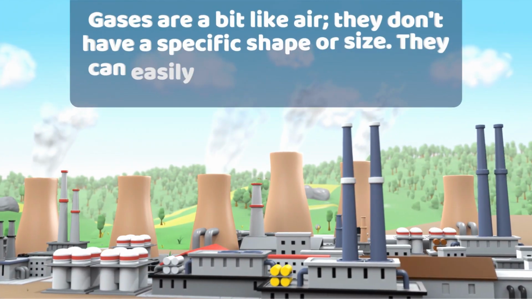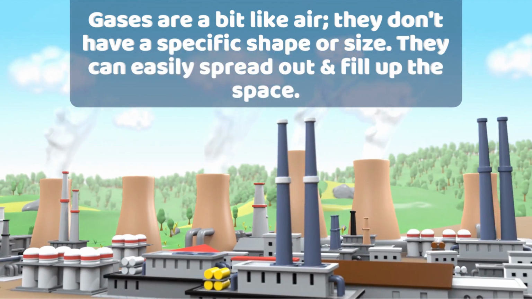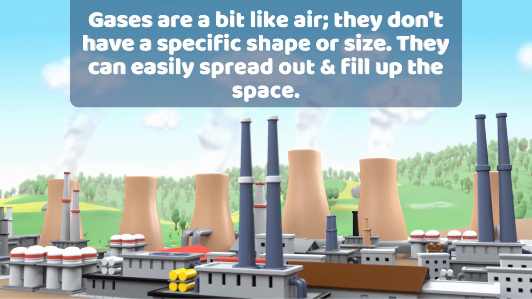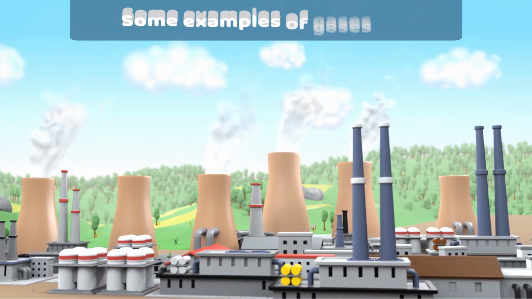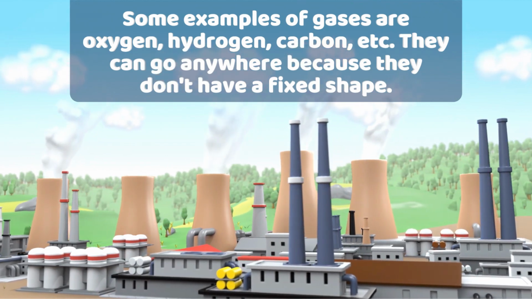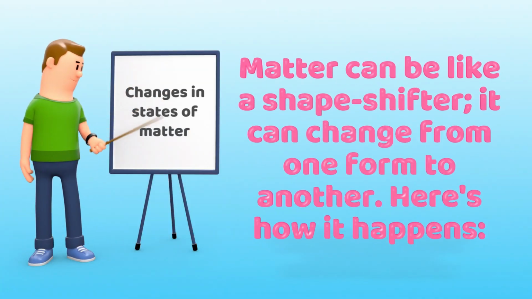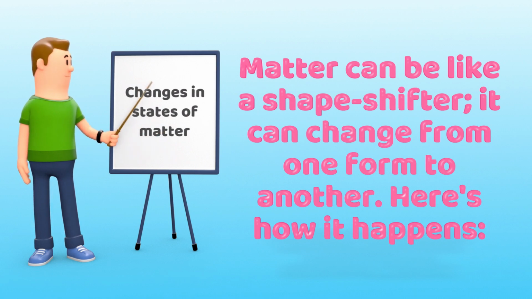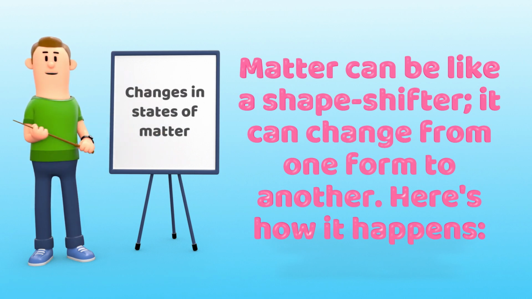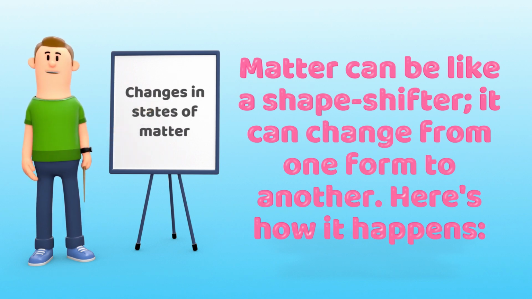Let's now check the gaseous state. Gases are just like air. They don't have specific shape. Gaseous state can spread anywhere, such as oxygen, hydrogen, carbon, and others. Let's now see the changes in states of matter. Matter can change from one form to another form. Let's see clearly how this can happen.